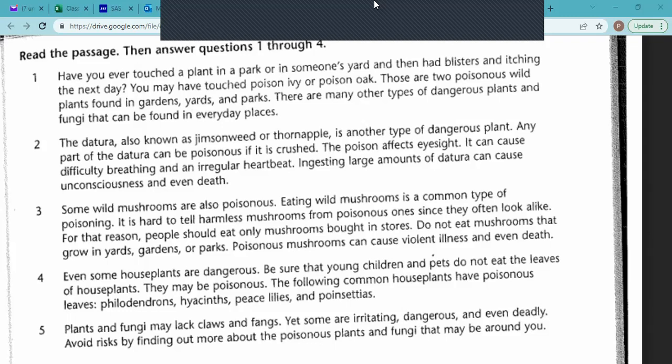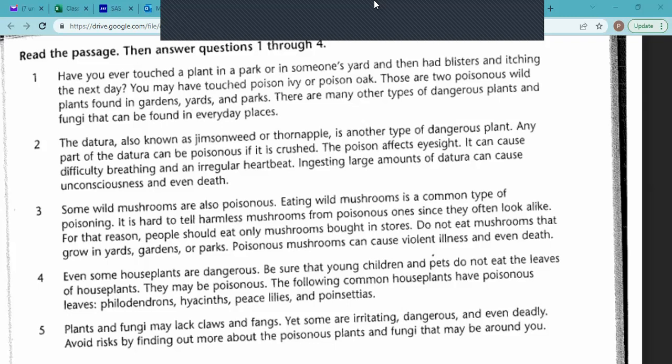The datura, also known as Jimson weed or thorn apple, is another type of dangerous plant. Any part of the datura can be poisonous if it is crushed. The poison affects eyesight. It can cause difficulty breathing and an irregular heartbeat. Ingesting large amounts of datura can cause unconsciousness and even death.